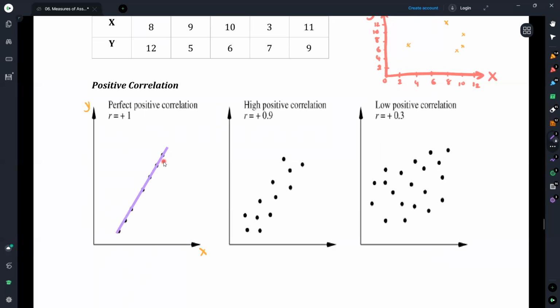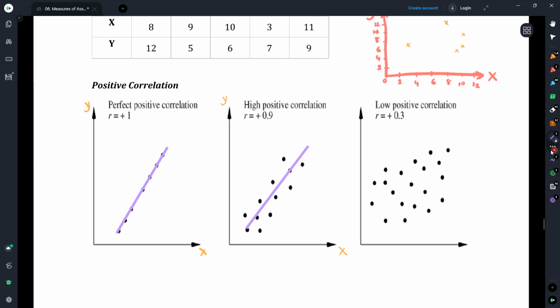Then we can call such a relationship a perfect relationship. You can see that as the value of x increases, the value of y is also increasing. That's why we say it is a positive relationship. If we look at the next diagram, here we can see that it shows a high positive relation, or high positive correlation, among the variables. Here we can see that the points are somewhat scattered.